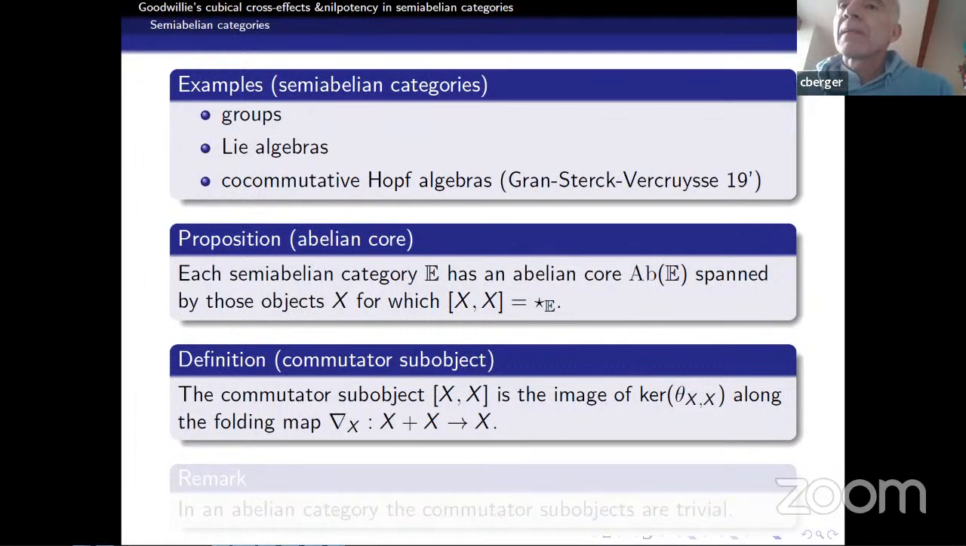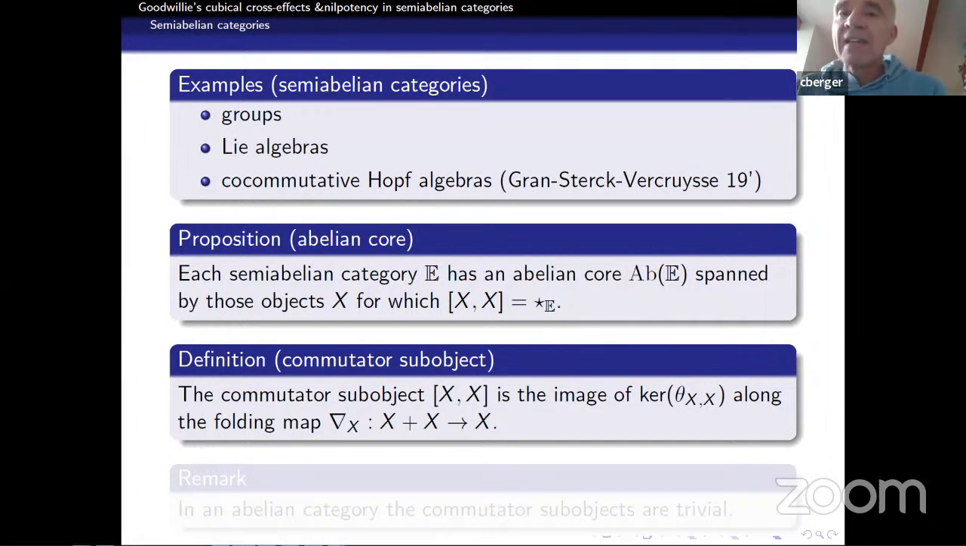When this is trivial, then the group is abelian, and you can apply the same notion to objects of any semi-abelian category. And it turns out to be the right one. For groups, it gives you the abelian groups. For Lie algebras, it gives you what are called the abelian Lie algebras, where the bracket is trivial. And for co-commutative Hopf algebras, it gives you the bicommutative ones, so the commutative and co-commutative Hopf algebras, as abelian objects.